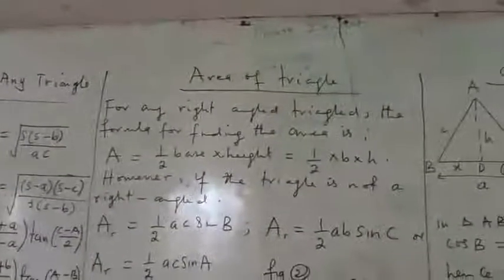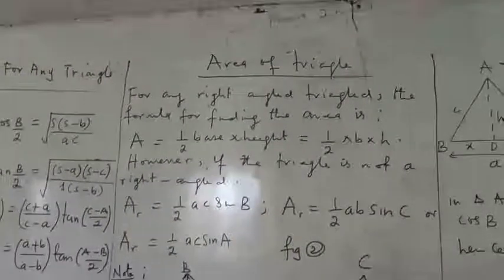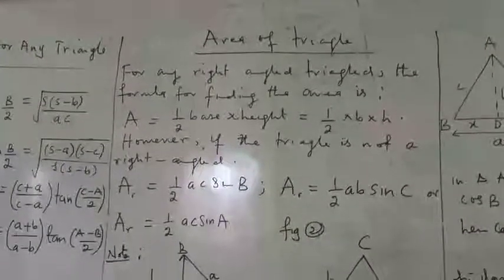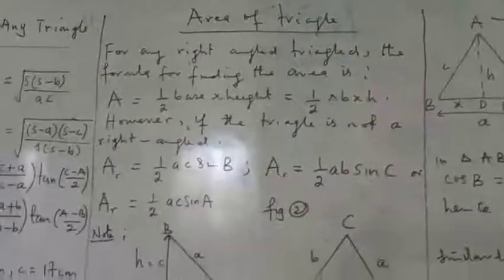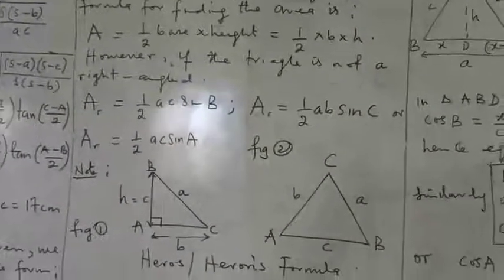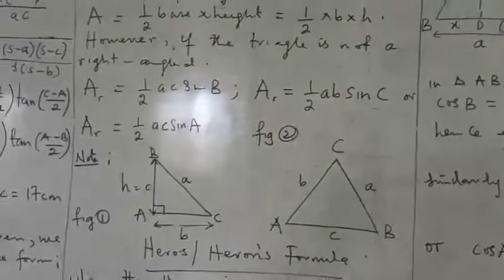Let's look at area of triangles. For any right angle triangle, the formula for finding the area is: area is half base times height. However, if the triangle is not a right angle, then the area becomes half AC sin B, or half AB sin C, or half BC sin A.